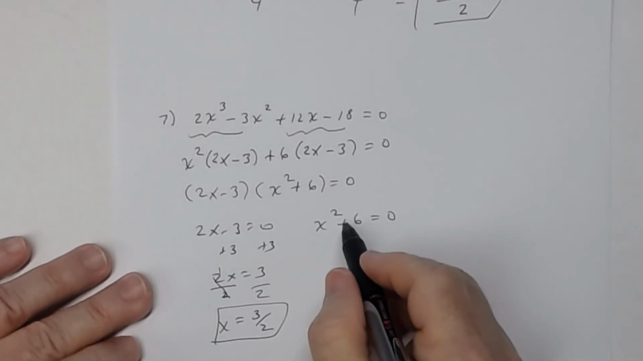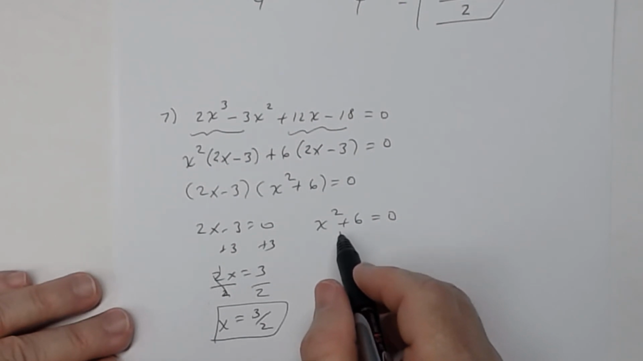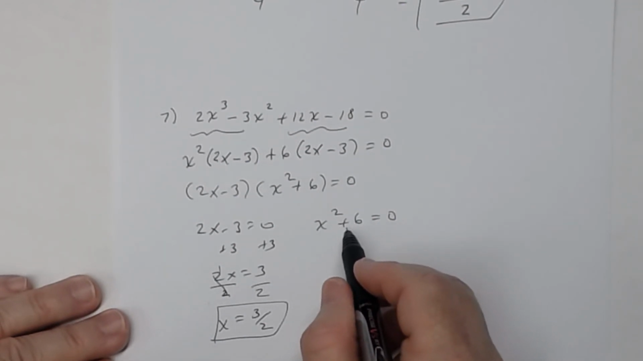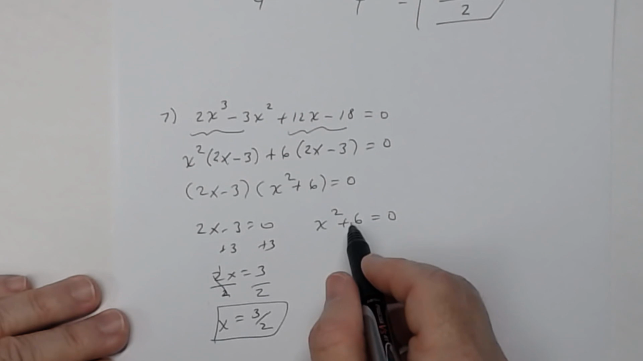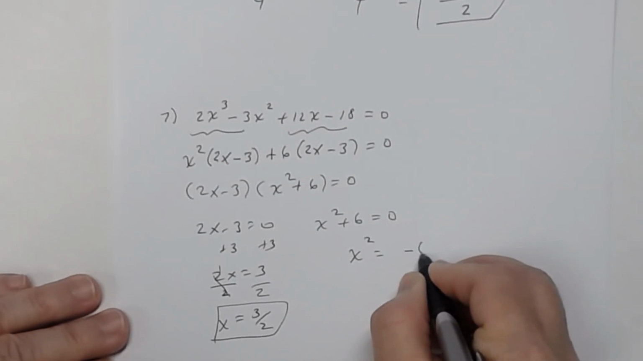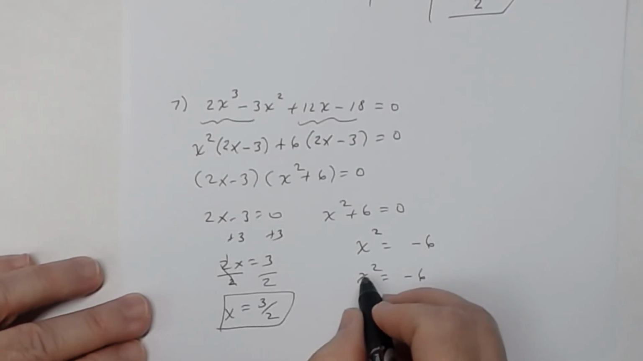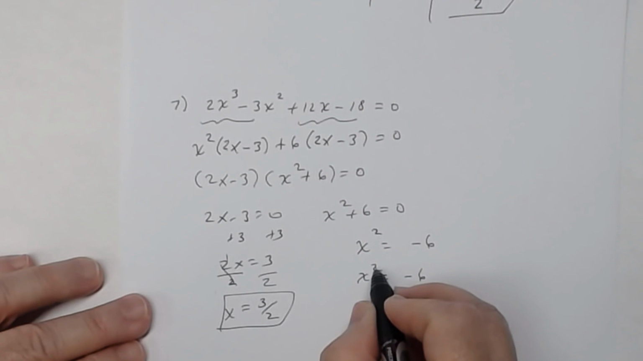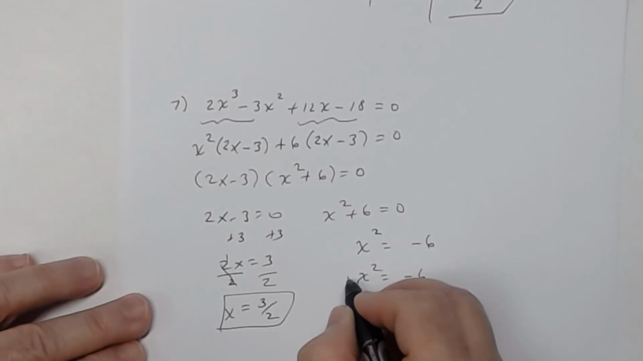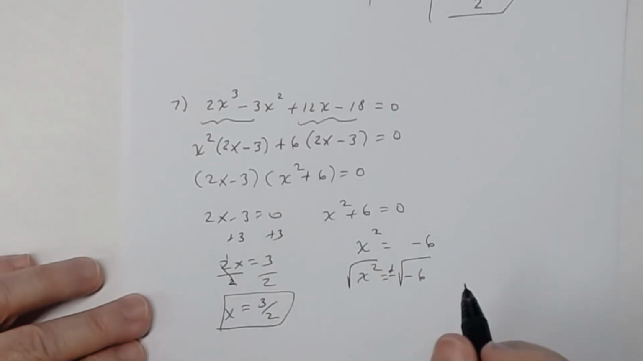Over here, you could have used the quadratic formula, but the best way to solve this quadratic equation, since there's no x term, is to bring 6 to the other side. So I get x squared equal negative 6. Let me rewrite this over. To get x by itself, you're going to do the opposite of squaring. The opposite of squaring is square root, plus or minus. Don't forget that plus or minus.